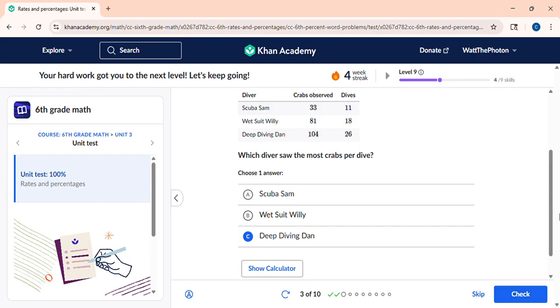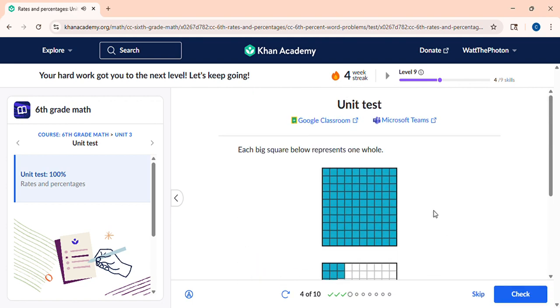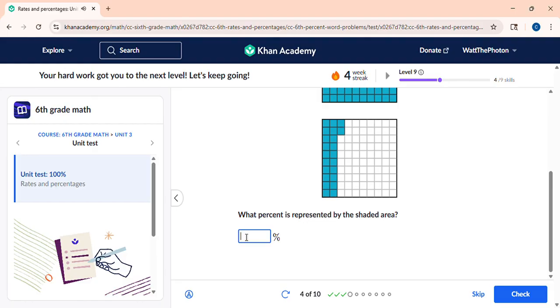Alright. Estimating 0.5. Ooh, might be Wetsuit Willie, actually. 4.5. So 104 divided by 26 is about what? 4. 81 divided by 18 is 4.5. I think it's 4.5. We're so good.